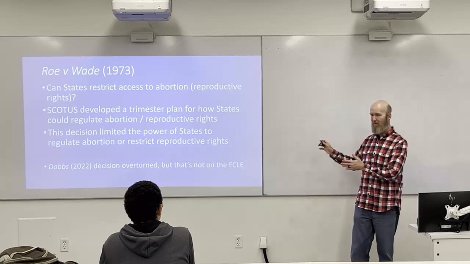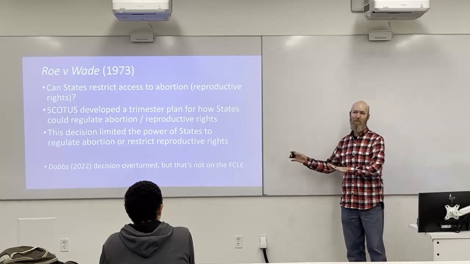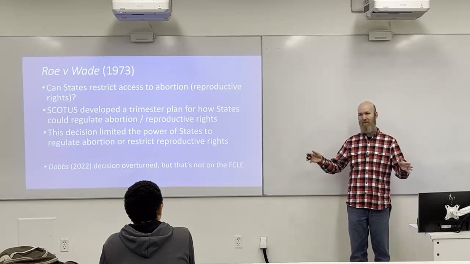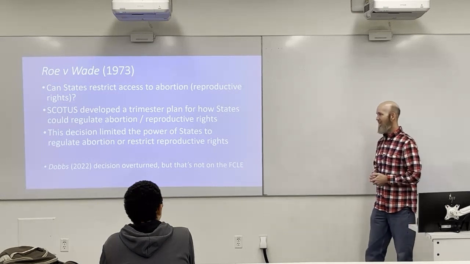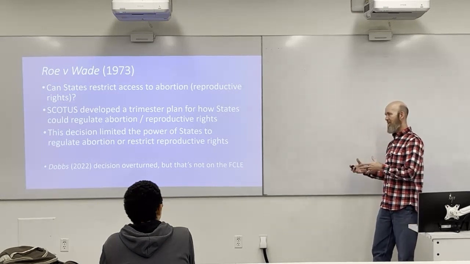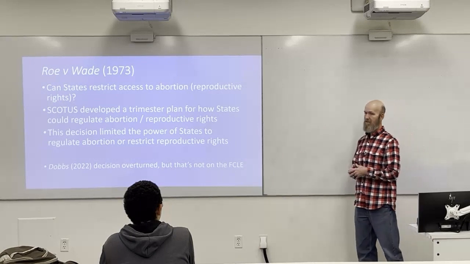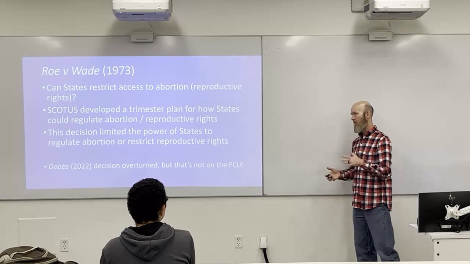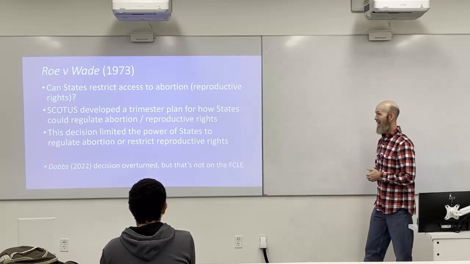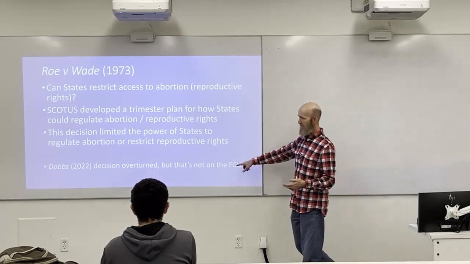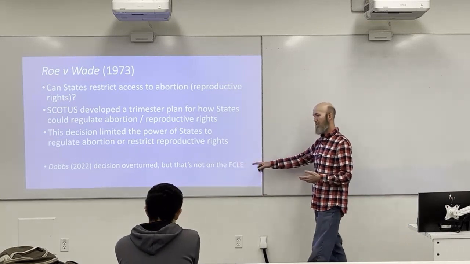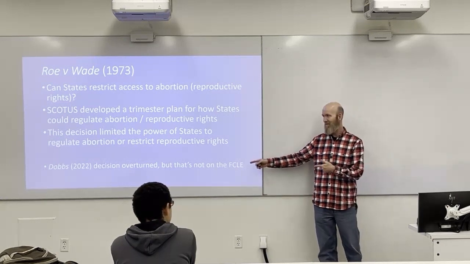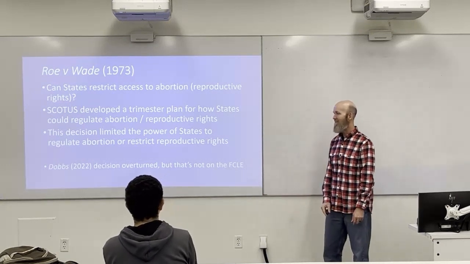So before Roe v. Wade, states could do anything they wanted with abortion. They could make abortion completely legal or completely illegal. They had complete freedom to do whatever they wanted. After Roe v. Wade, states were very limited in what they could do about abortion. A state could still continue to make it completely legal, but in terms of making abortion illegal, there were all sorts of restrictions. As a side note, in 2022, there was the Dobbs decision that overturned Roe v. Wade, but Dobbs is not on the FCLE. So you need to know about Roe v. Wade, but you do not need to know about Dobbs.